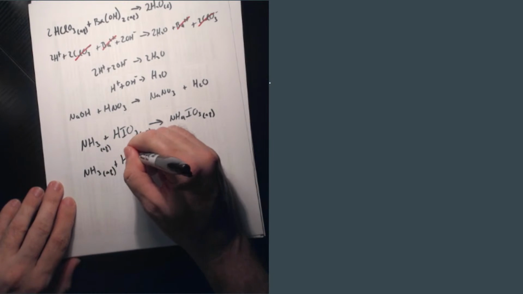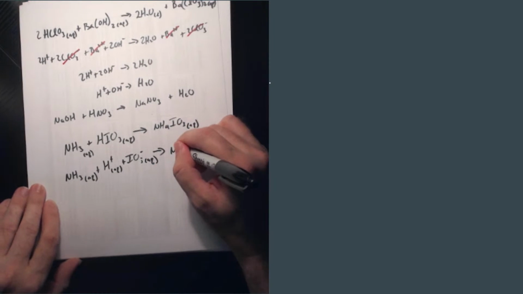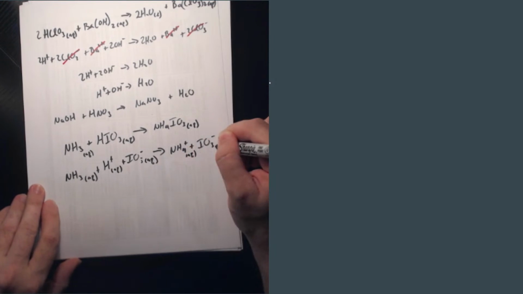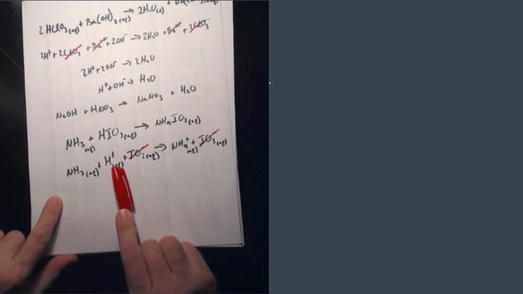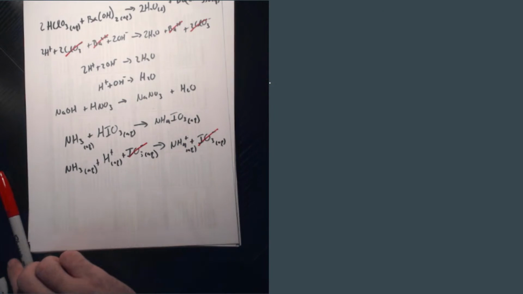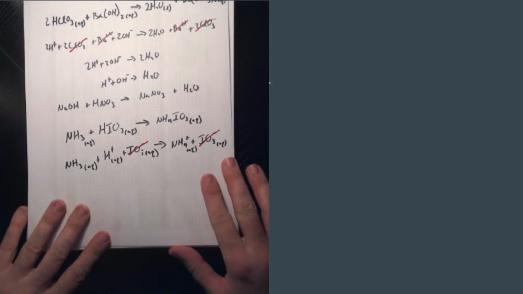NH3 plus H+ plus IO3- produces NH4+ plus IO3-. So this is just an interesting case because only one spectator ion, IO3-, remains, and NH3 is taking that acidic proton to make NH4+. And it still stays in solution. It doesn't precipitate out, but there is a change. There is a reaction there. You have neutralized the acid with the base, but you haven't made it precipitate.